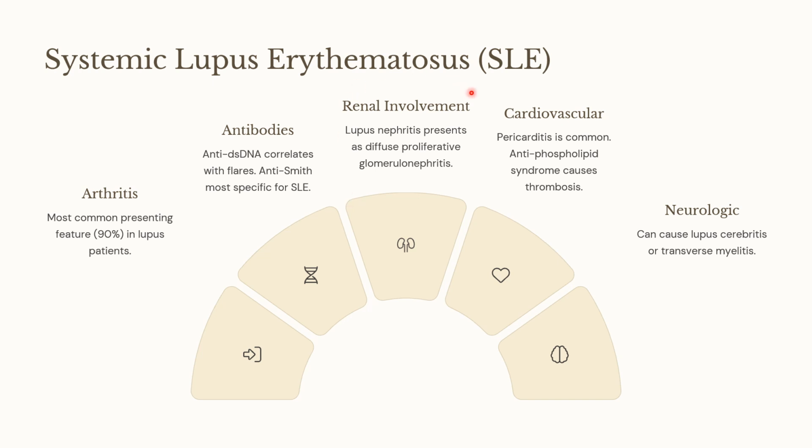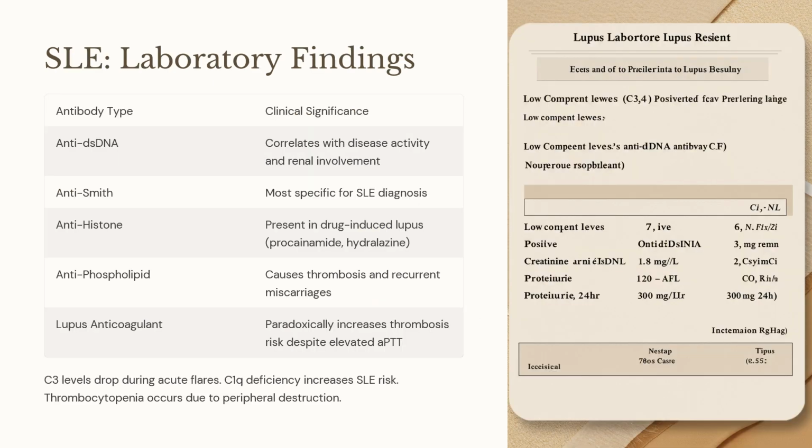What about the renal involvement? Lupus nephritis will present as diffuse proliferative glomerulonephritis. In cardiovascular involvement, it will present as pericarditis. In neurology, it will present with lupus cerebritis or transverse myelitis, just like Brown-Sequard syndrome. So, an overview about the antibodies: here we have the anti-dsDNA and anti-Smith antibodies.